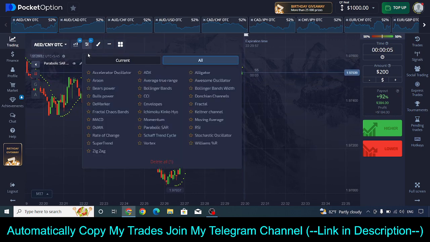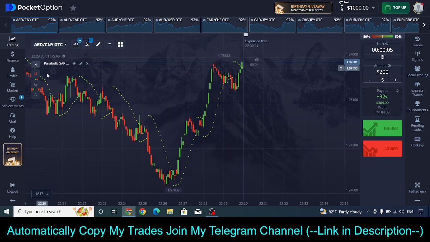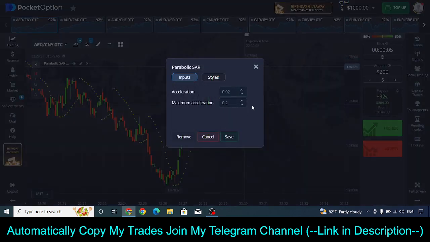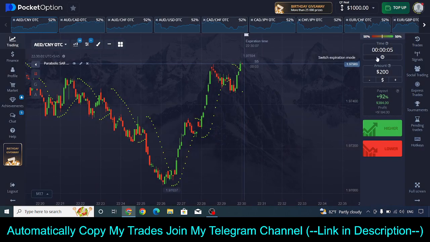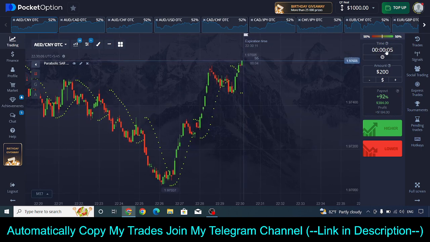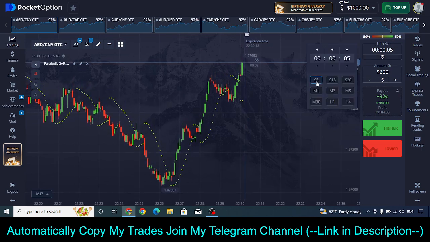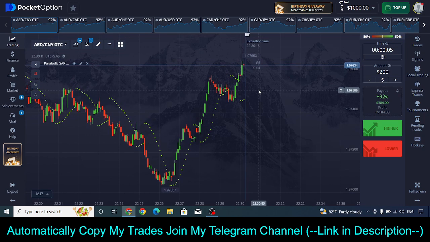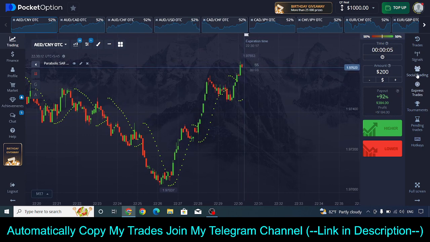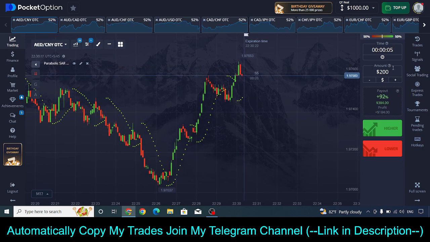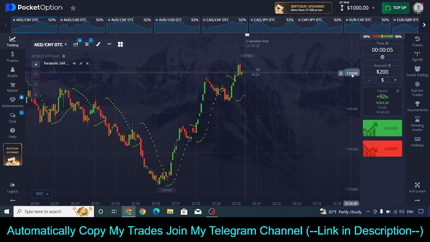And then click on indicators and select this Parabolic SAR indicator so that it is applied to this chart. You don't need to make any changes to the default settings. Once you do this much, if you see a flag here, make sure it is a clock, click on it and select S5 as your trading time frame. Then you can change the amount that you want to invest here. Once all of these things are done, it's time for you to trade.